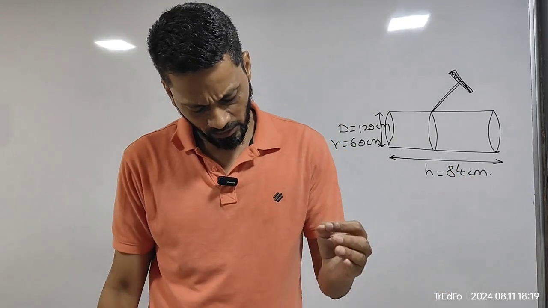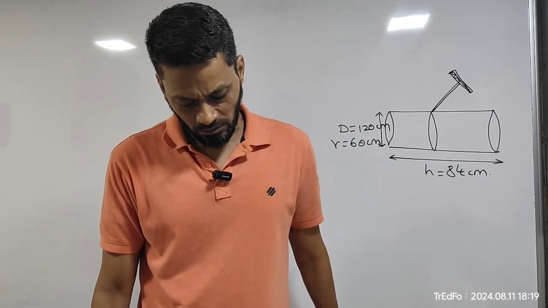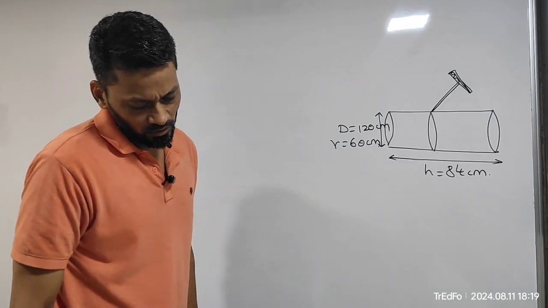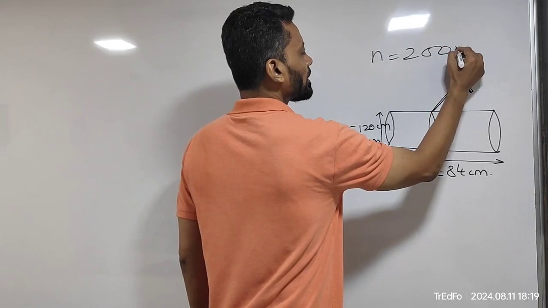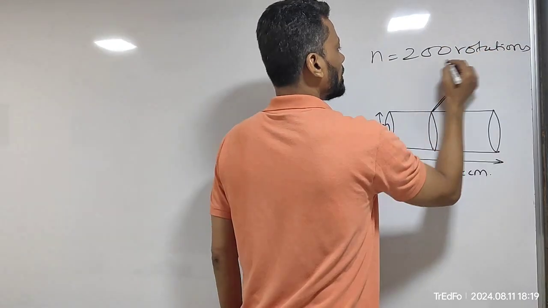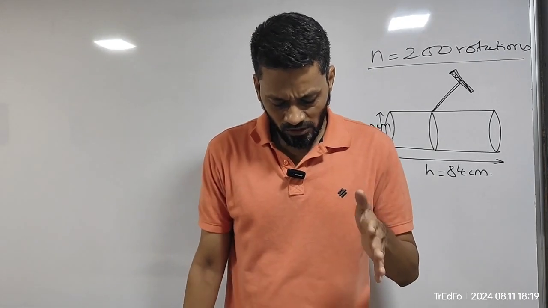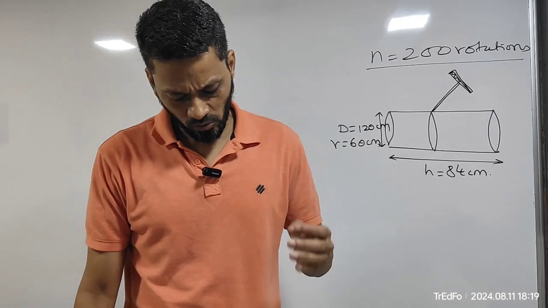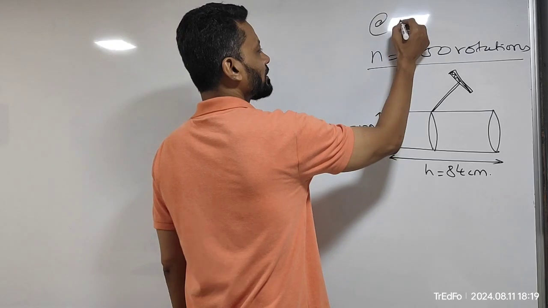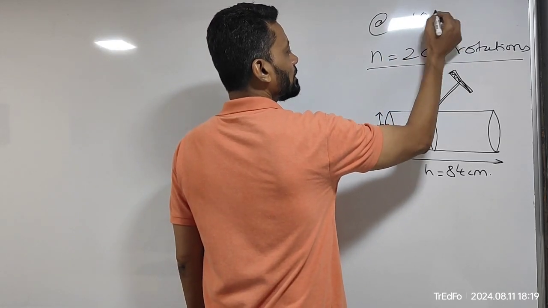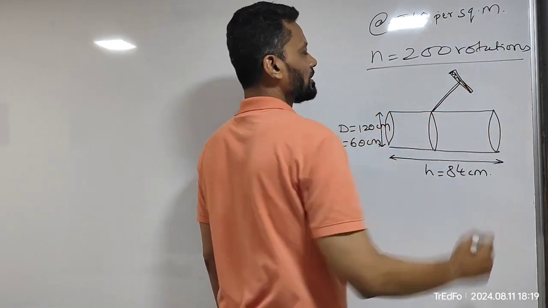And they have used the word respectively. Mind it, the diameter comes first, so 120 centimeter goes with it. Length is next, so 84 centimeter. To level the ground, 200 rotations of the roller are required. That means how many rotations? N is 200 rotations. Now a little logic: the roller is required 200 rotations. Find the expenditure to level the ground at the rate of rupees 10 per square meter.